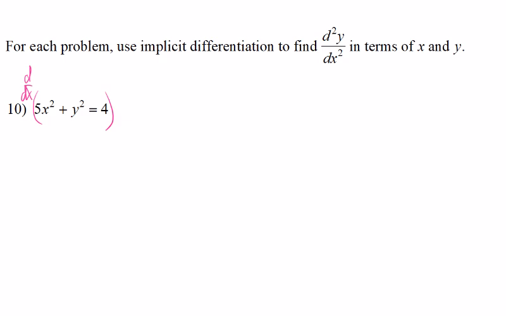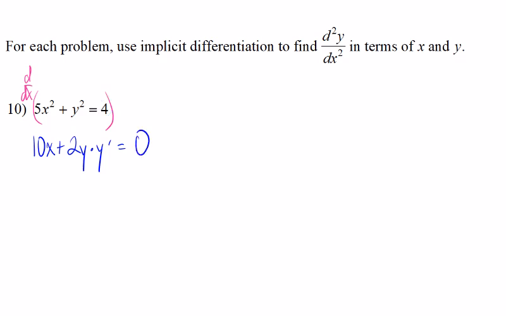And so I'm going to d dx each term. The derivative of 5x squared with respect to x is just 10x. I could tag on an x prime, but remember that x prime is just dx over dx, and that just equals 1, right? So it's just going to be 10x. And then when I take the derivative of y squared, I'm going to get 2y. But there I do have to tag on a y prime, right? Because that's dy dx. And then when I take the derivative of 4, that just turns out to be 0.